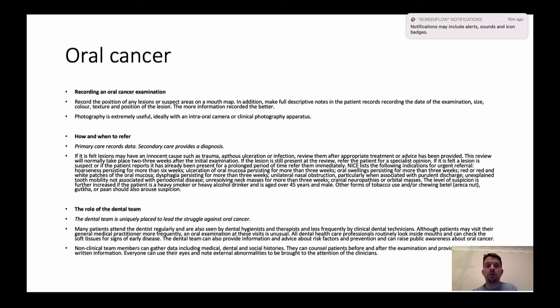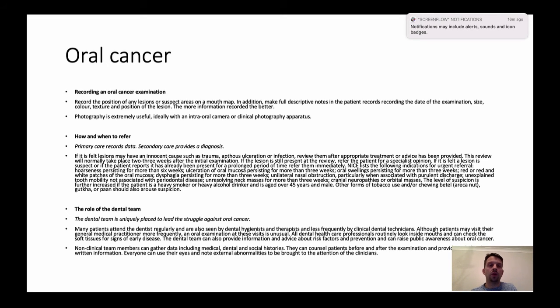In terms of actually referral, primary care basically is all about just recording data, and secondary care is about providing the diagnosis. So if lesions look like they've probably got an innocent cause, we can probably just arrange to review the patient to see whether or not the area has settled and already resolved. If, on the other hand, it looks like it's high risk, then obviously we want to be activating the urgent pathway for referral.